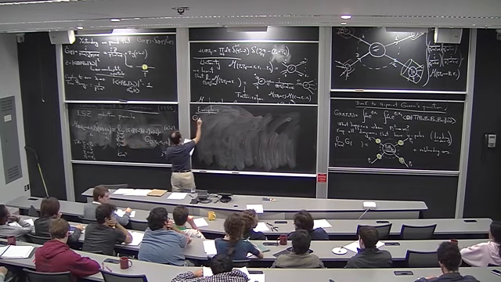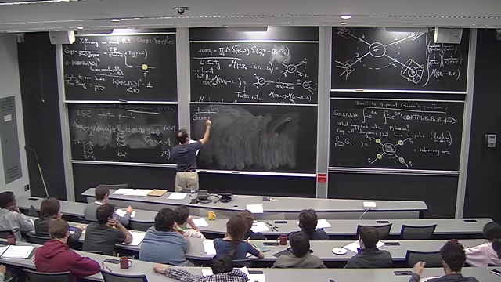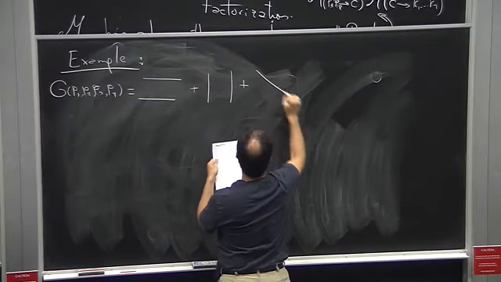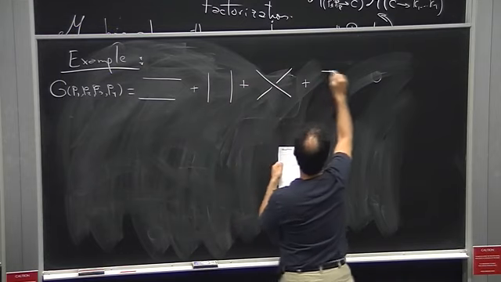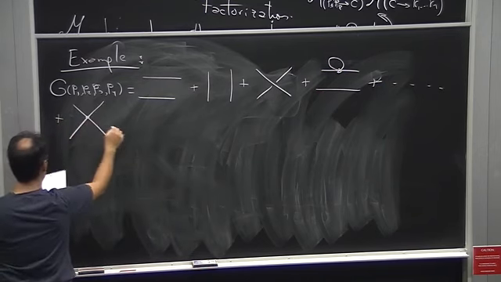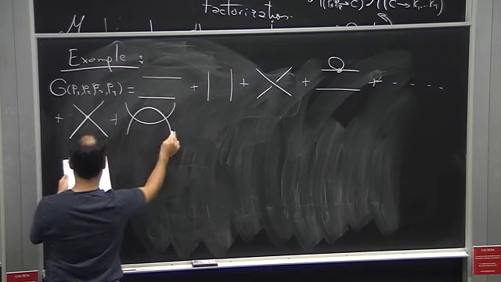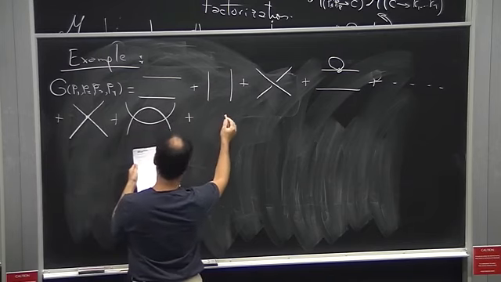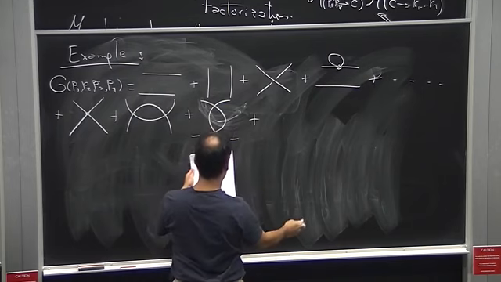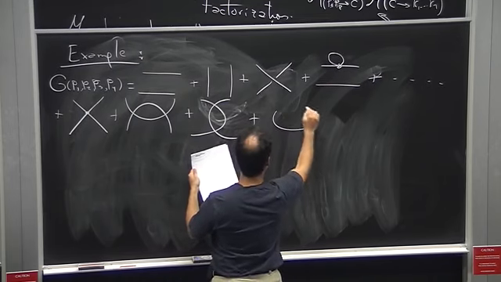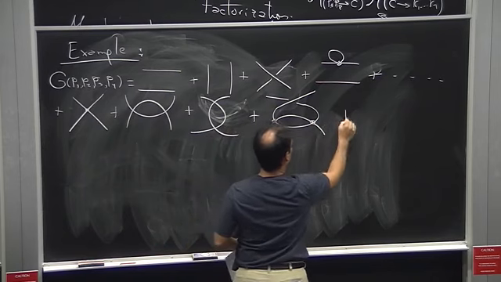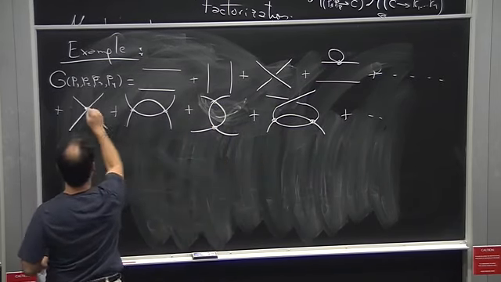Okay, so let's do the thing that you all did today. So the Feynman diagrams are this guy, this guy plus this one plus tons of other diagrams plus this diagram plus this diagram plus this one, plus this diagram plus tons of other things. Okay.